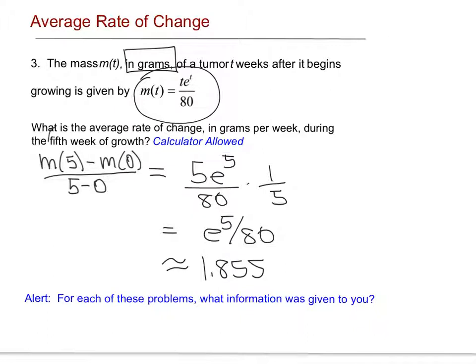Since you are given this problem with units, and it's the rate of change, it would be average grams per week. Now, what do you notice about these three problems? What information were you given? Notice you were given basically the original function, where it was grams, it was position, and you're asked to find the average rate of change. So that's when we incorporated our slope formula.